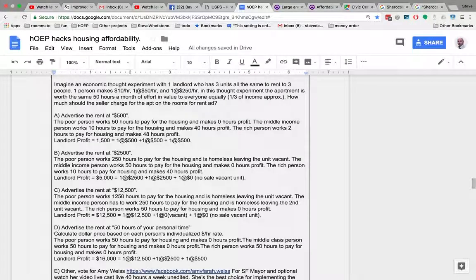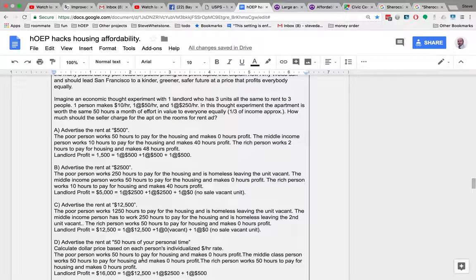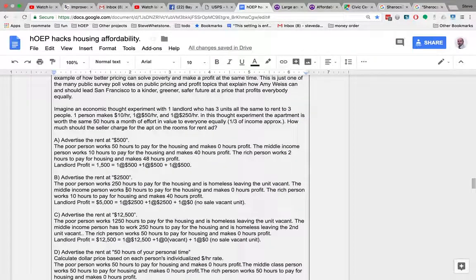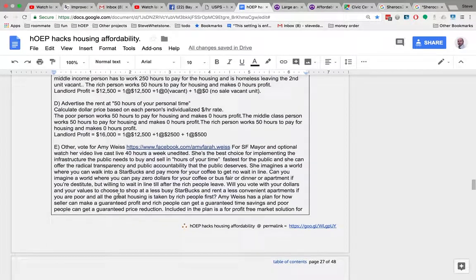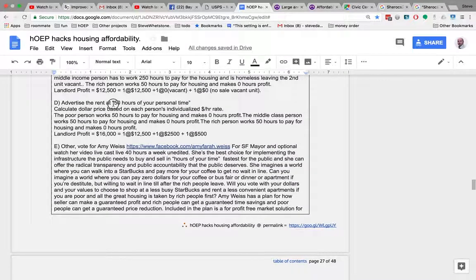This is like a graduated income index pricing system. And you can conveniently advertise that, right? You could advertise that as 50 hours or 20% of your income per month. 50 hours of your time based on your hourly rate. 50 hours of your personal time. The landlord makes the most money.